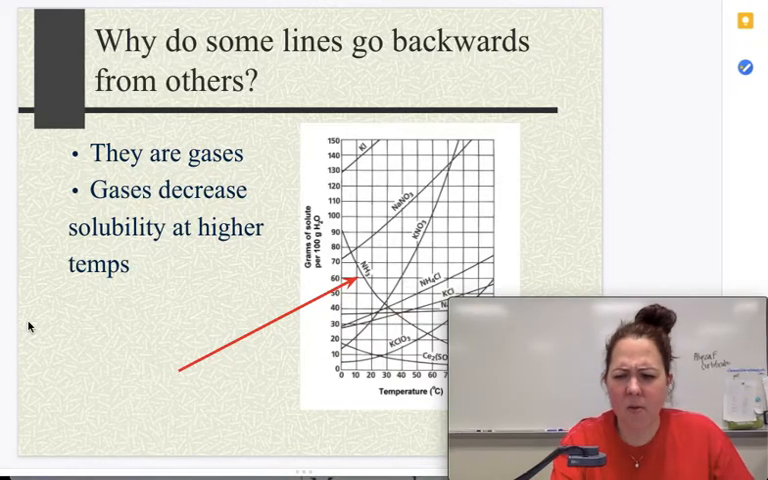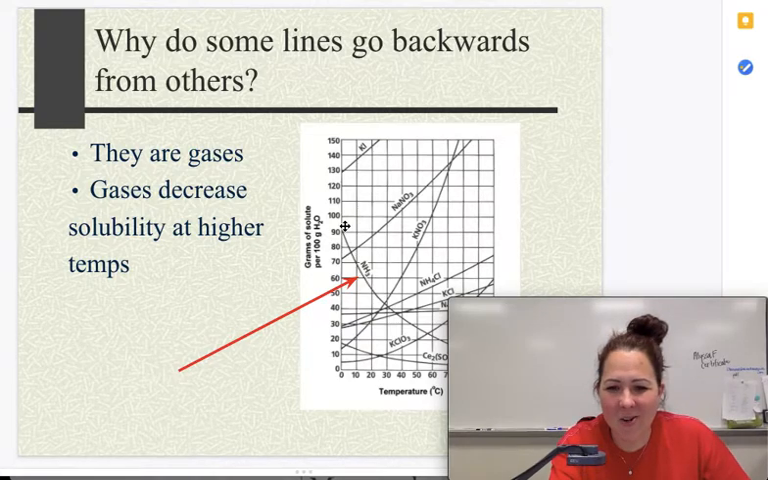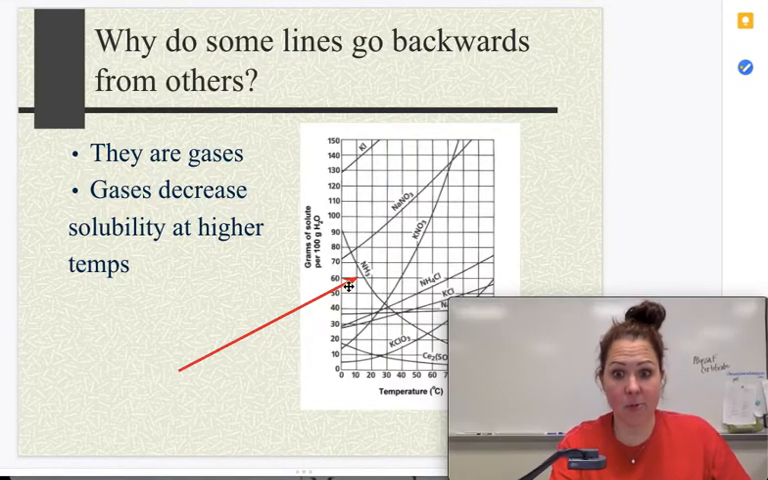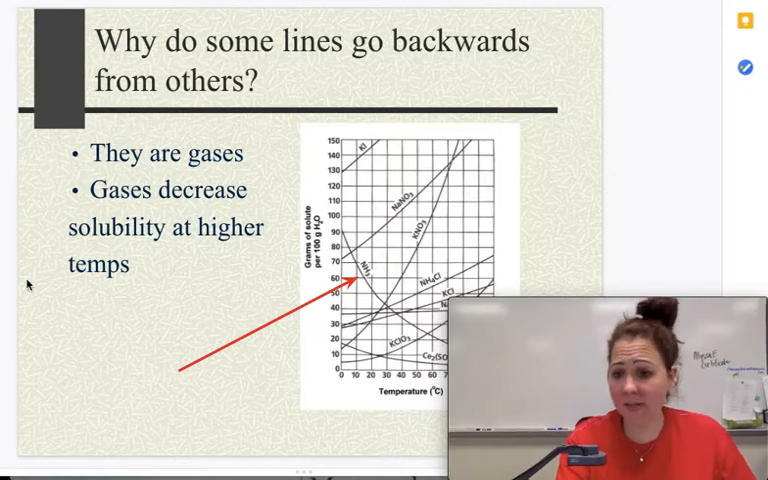Increase and decrease, I don't know why I'm saying backwards and forwards, sorry. But like this line right here, it starts high and it ends up lower. That solubility decreases as the temperature increases. That's a gas at that temperature. All of these start low and they end up high. So that's the only difference there.